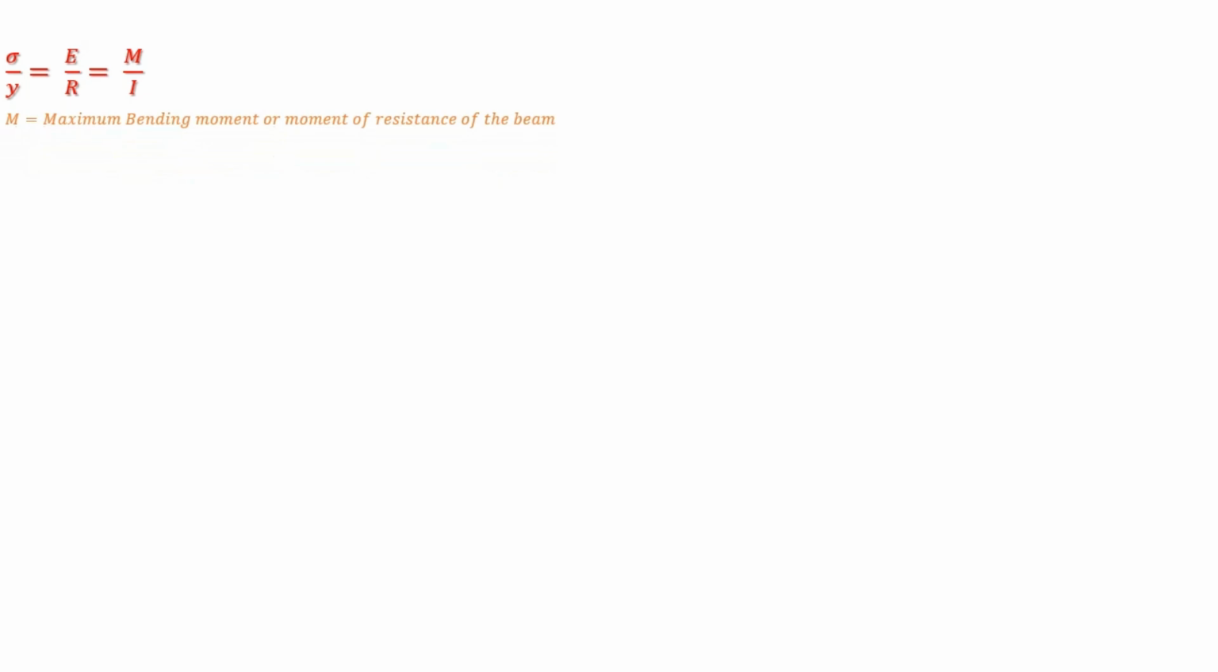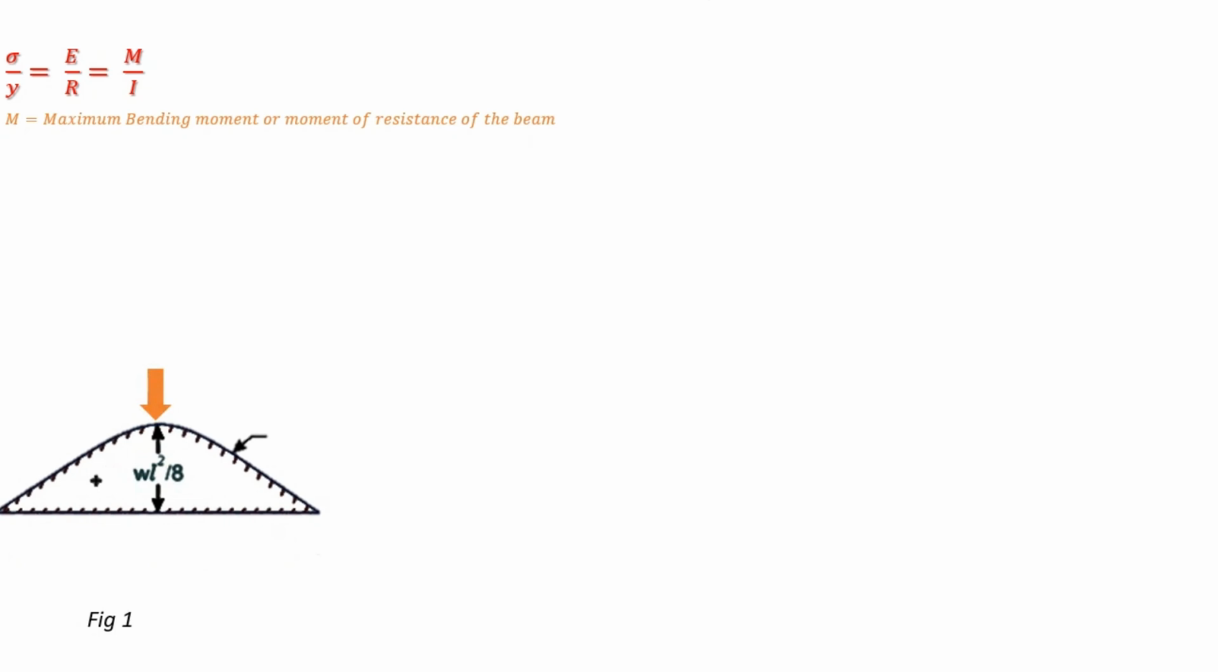and that means the higher the maximum bending moment, the stronger the beam. The figure below gives the bending moment diagram for a beam under a uniformly distributed load, and the maximum bending moment is given as wL squared divided by 8, which is the point of the orange arrow.